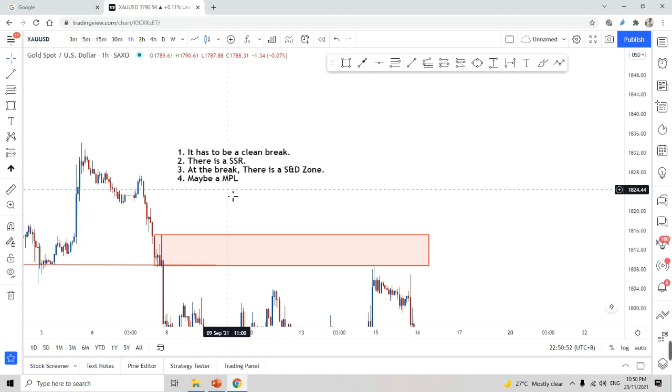So I'm going to end the third episode here. On the fourth episode, I'm going to show you a more complicated kind of setup that a lot of people like. That's the QML, the Quasimodo line, the Quasimodo setup, buy and sell.